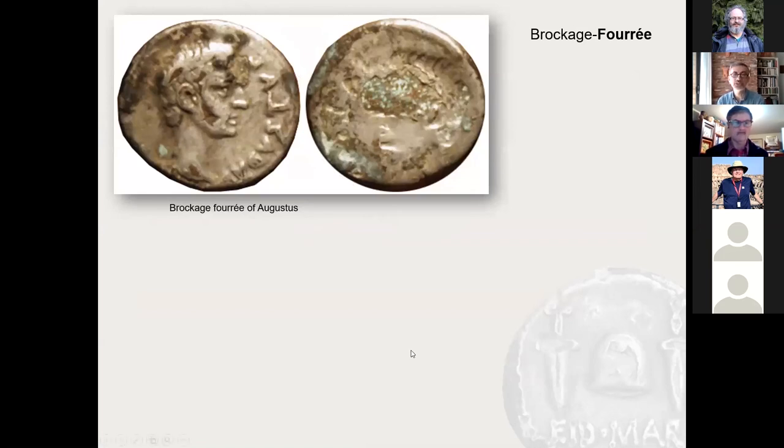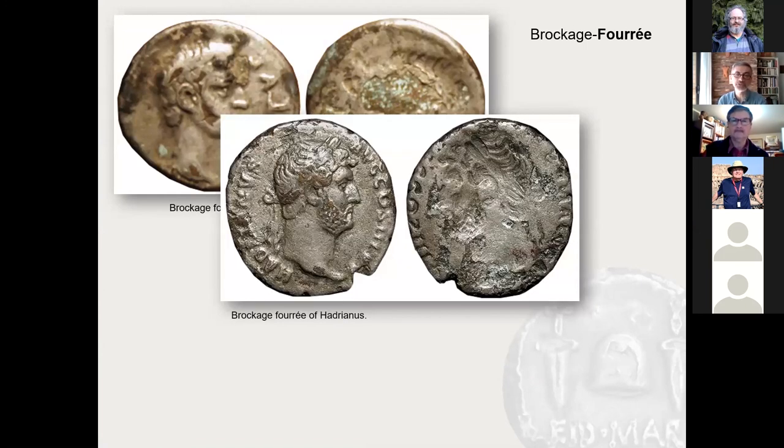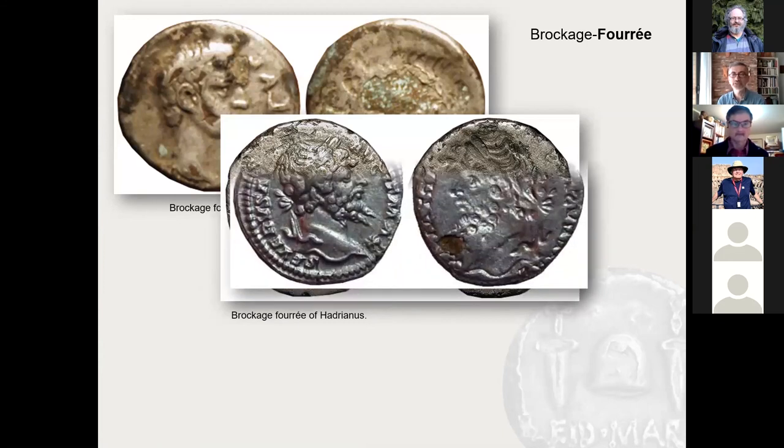Everybody knows that brockages are interesting, and they are mint mistakes, right? The minted coin sticks to the punch, and you have the incuse of the obverse on the reverse. So they're interesting, many collectors, many researchers enjoy studying them, but even they were counterfeited.